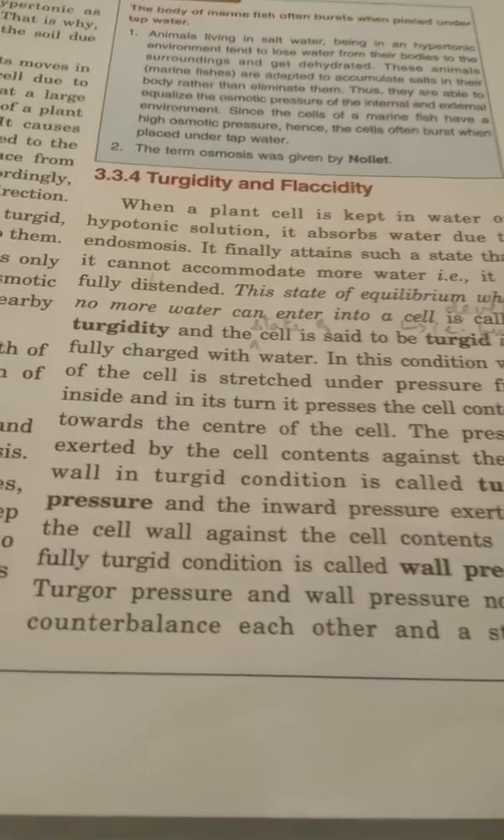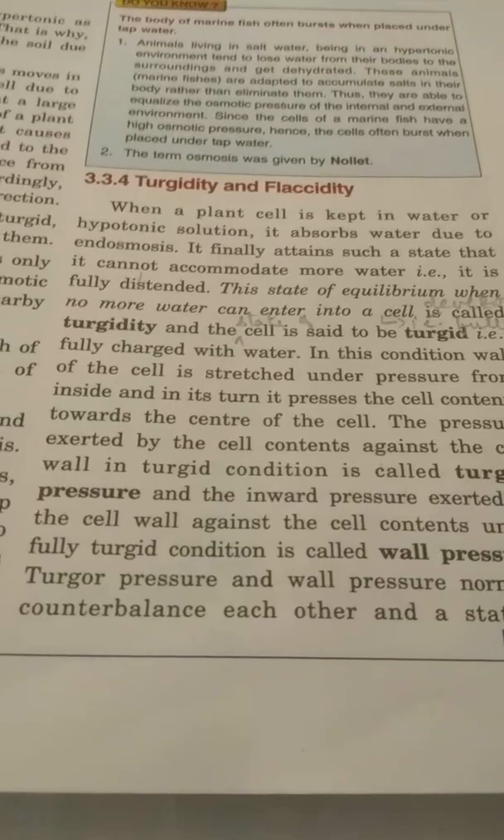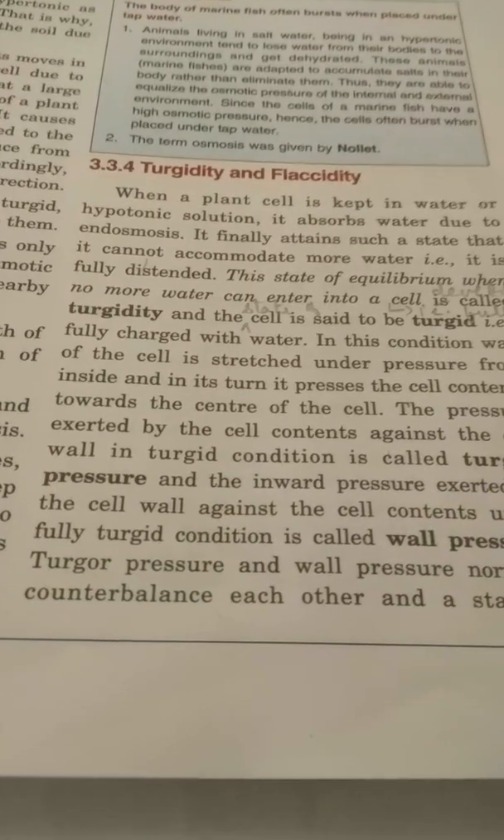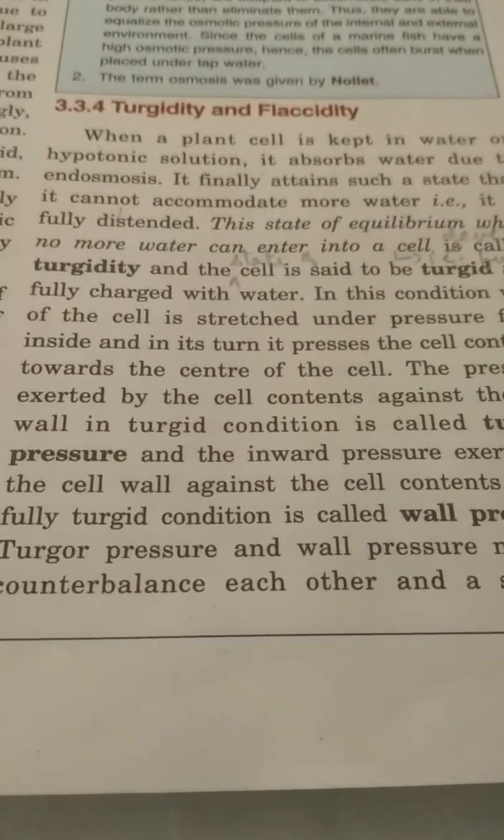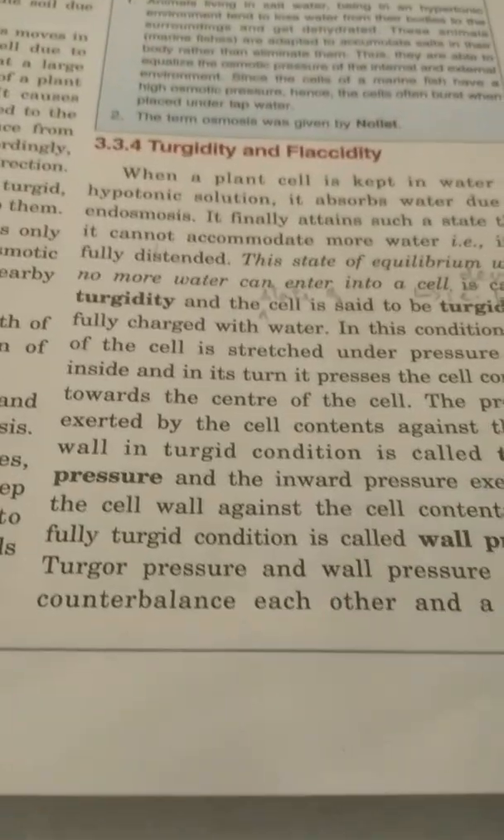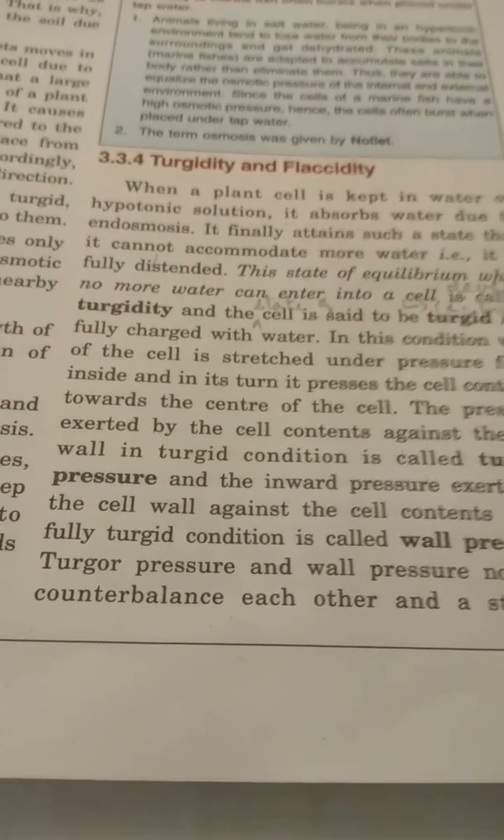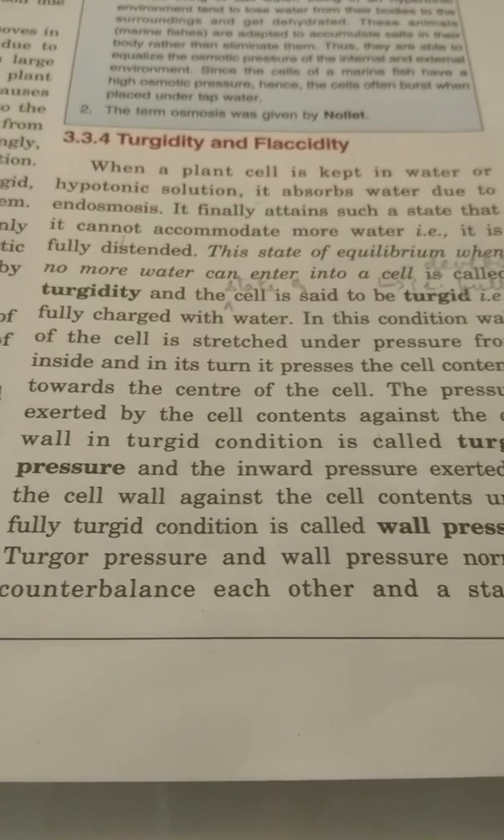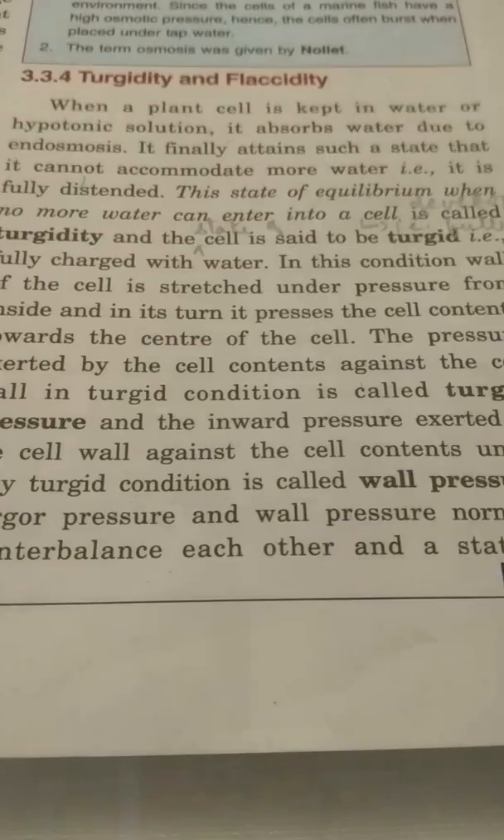As we all know, every living plant cell, directly or indirectly, is in contact with fluids. The root hairs in particular are surrounded by soil water. So when a plant cell is kept in water or in a hypotonic solution, it absorbs water due to endosmosis, and the water continues to enter as long as the cell sap, that is the solution in the cell, is more concentrated than the surrounding fluid.